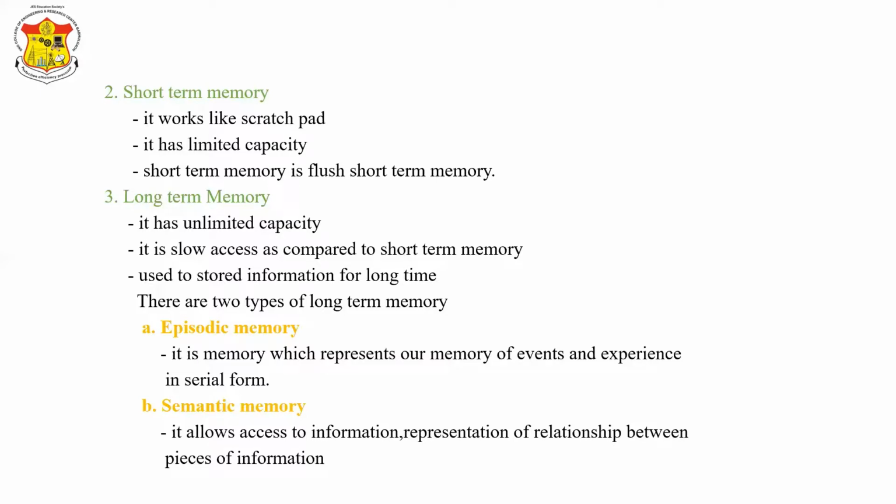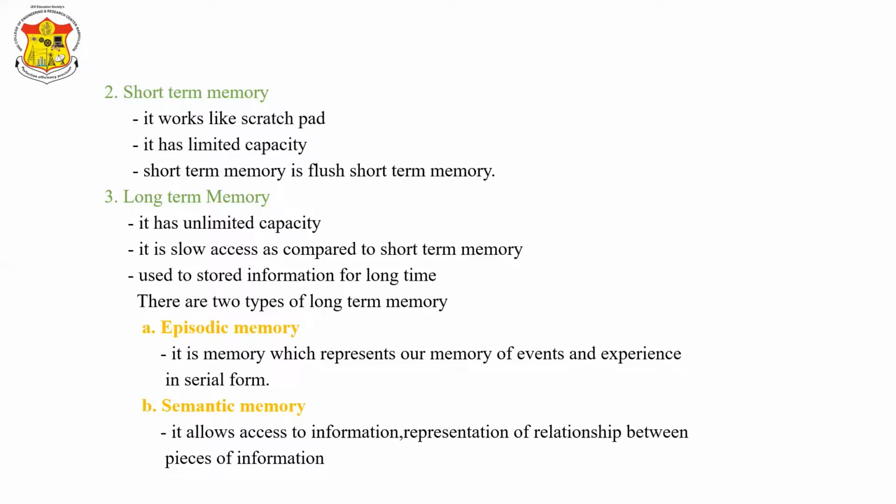Next is long-term memory. It has unlimited capacity, right? Then short-term memory. It has slow access compared to short-term memory. It is used to store information for a long time. So whenever you consider long-term memory, there are two types of memory you have to consider. First one is episodic memory, and second one is semantic memory.